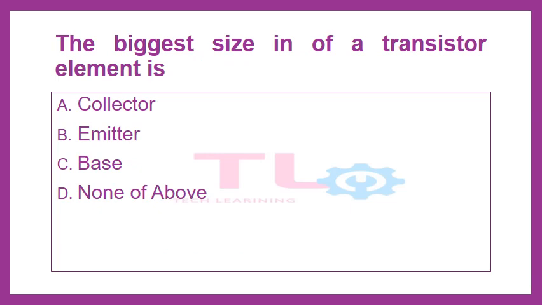The biggest size of a transistor element is option A, collector. Option B, emitter. Option C, base. Or option D, none of these. And the answer is option A, collector.